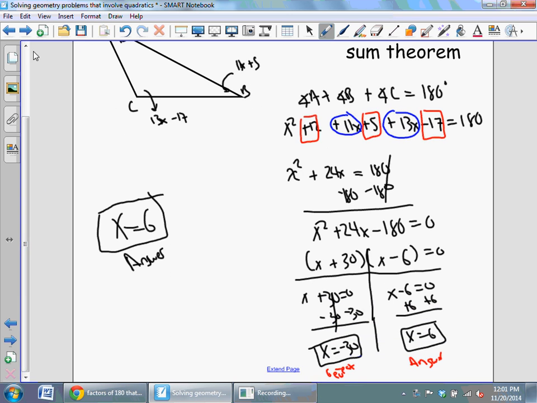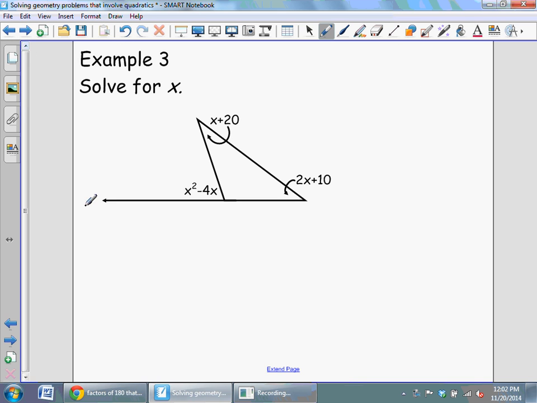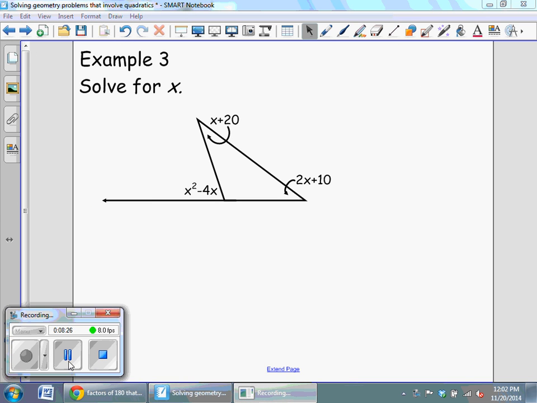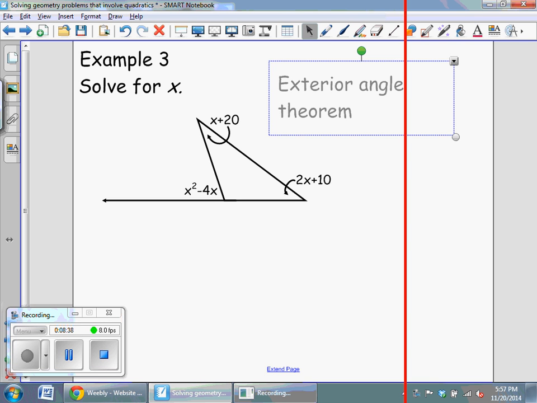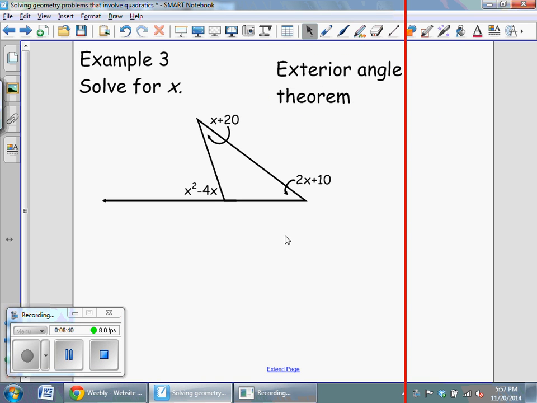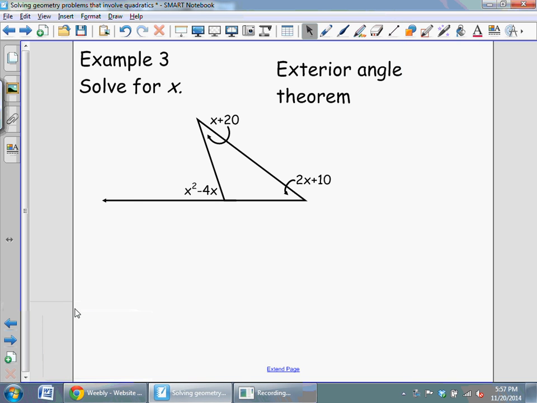Let's try another one. All right, so now for this next one, you're going to need to use the exterior angle theorem. So this one does not involve the angle sum theorem. You've got to use the exterior angle theorem for this one.